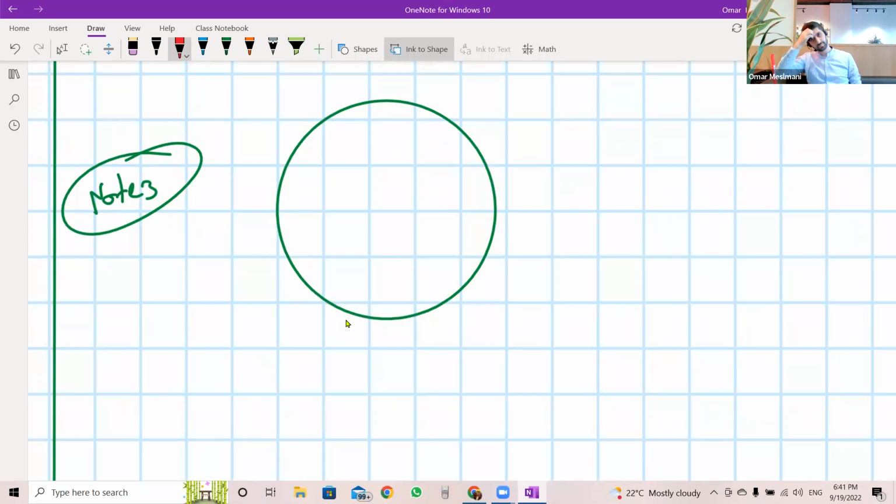Can I ask something else? Yes. How about calculating the segment area? Okay, that's note number three. Note number three is how you calculate segment area. Let's say I have AB, that's a chord. How can I calculate the segment area of AB, this segment area?